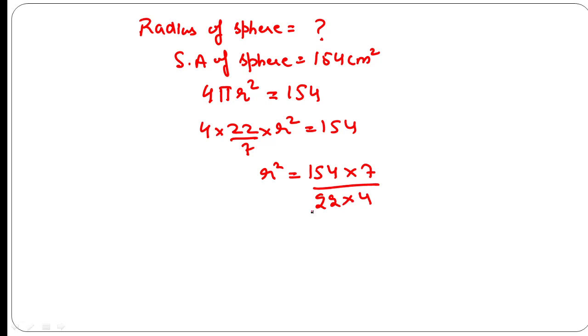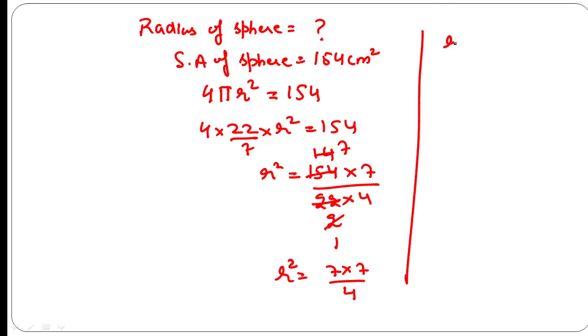So on cancelling, what will you obtain? 11 twos are 22, 11 ones are 11, 11 fours are 44. And 2 ones are 2, 2 sevens are 14. So r square will become 7 into 7 divided by 4. So the square will become a square root on the other side, so r will become the square root of 7 into 7, which is 49, divided by 4.